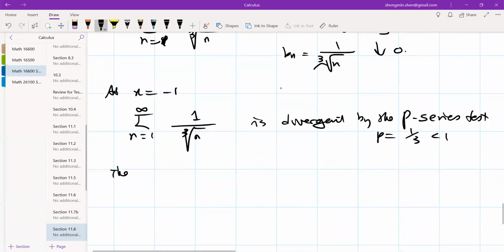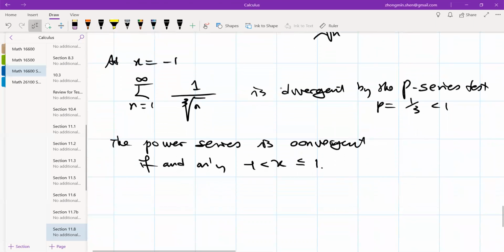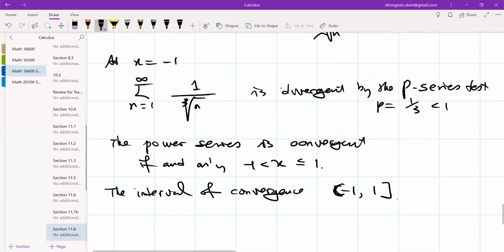So the power series converges if and only if x is between -1 and positive 1. So the interval of convergence is from -1 to positive 1, including positive 1. All right, so the interval of convergence is that, including positive 1.